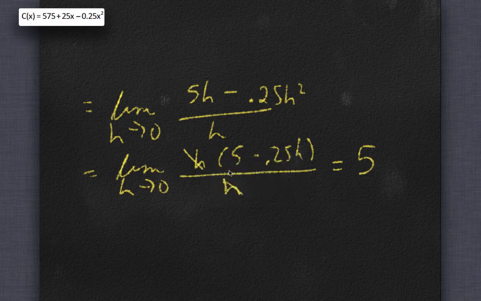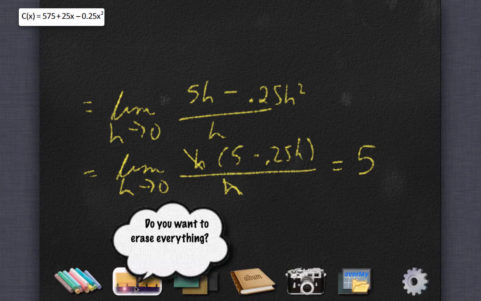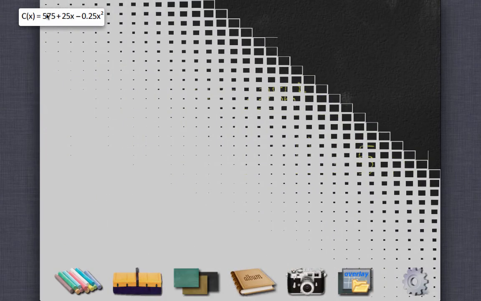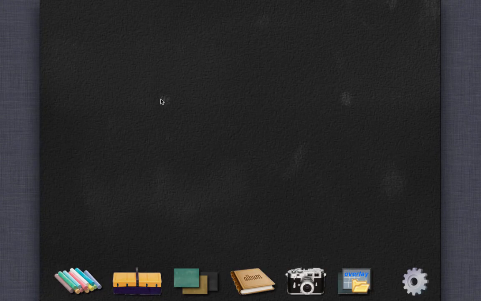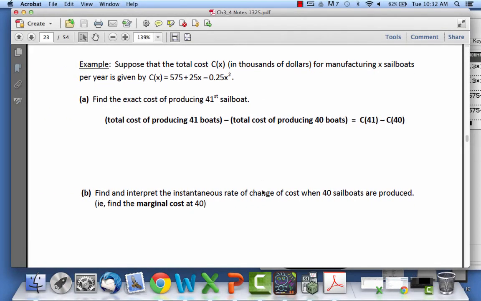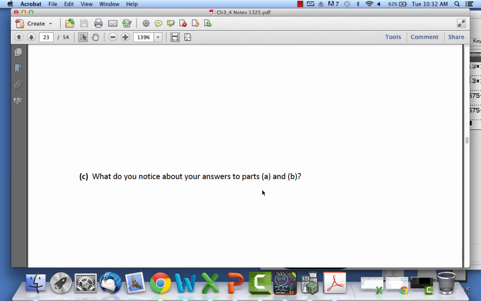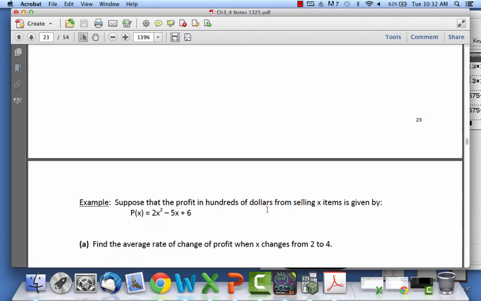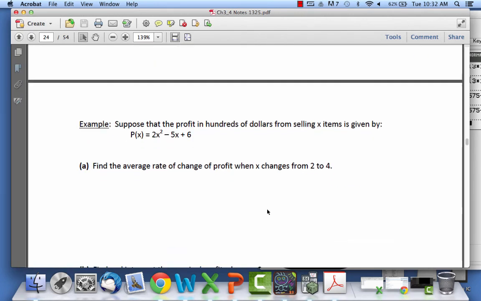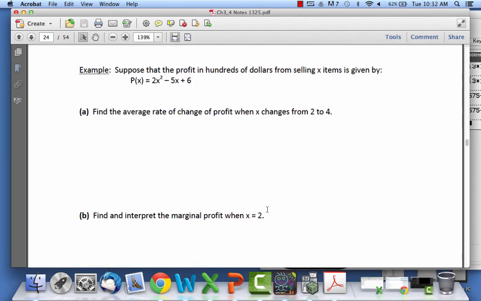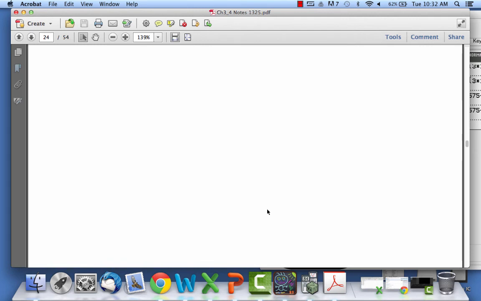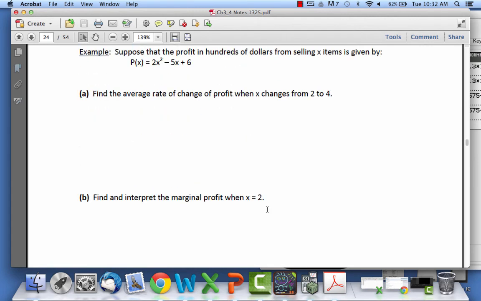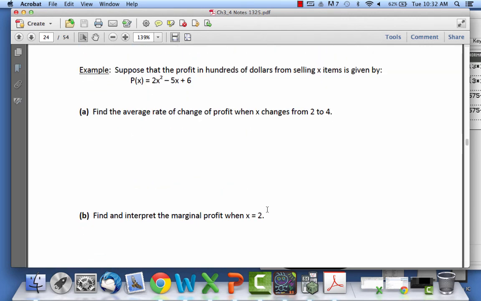So this is how we use marginal cost instead of calculating difference to find an estimated cost per the next unit. So that answers that. Let's see, okay. So this is the last one.